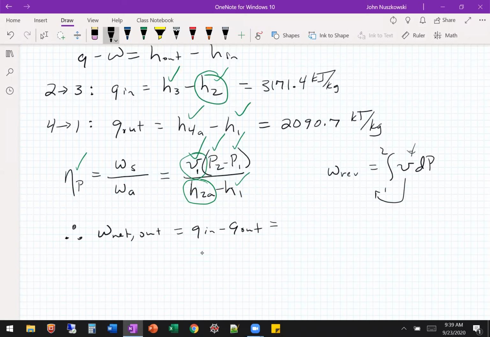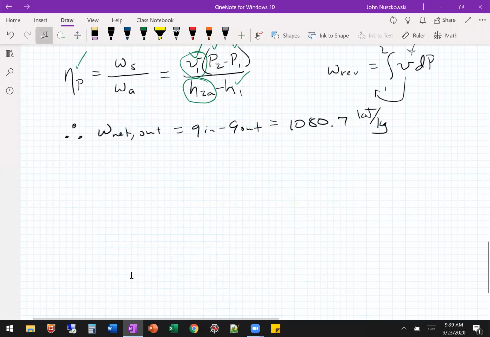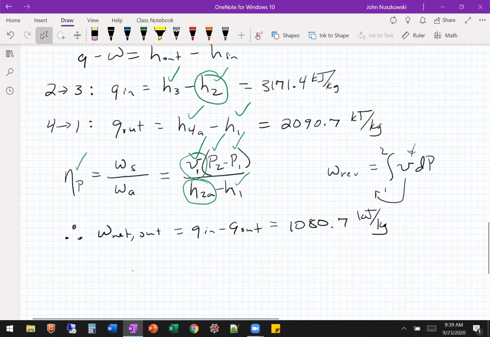So we get 1080.7 kilojoules per kilogram. Okay. And we go back up. We have now work net out and Q in, so we can solve for our thermal efficiency.